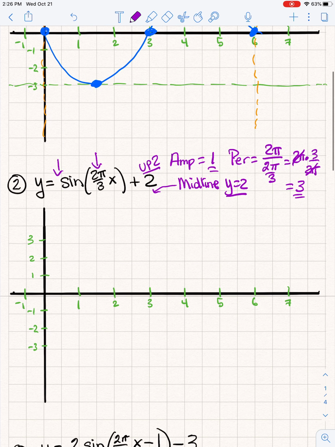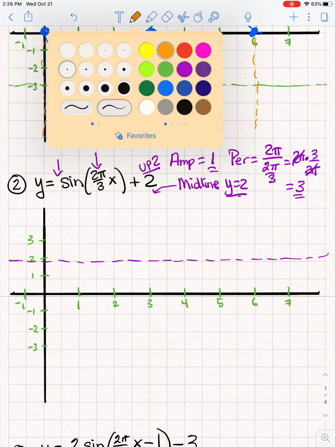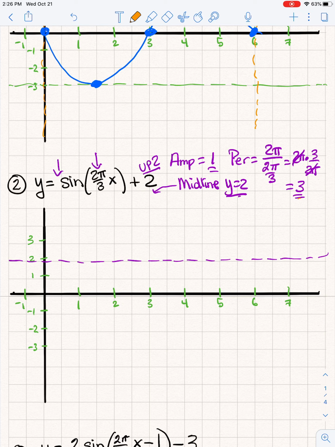All right, let's see if we can put all this together. First off, I'm going to move my midline. It's going to come up here to 2. I'm just shifting that x-axis, sliding it up. We're going to have a period from 0 to 3.